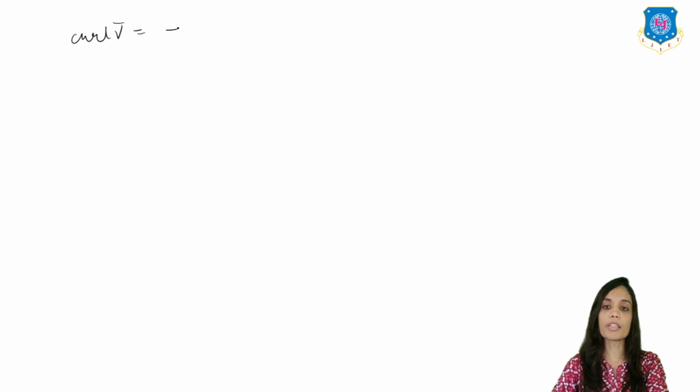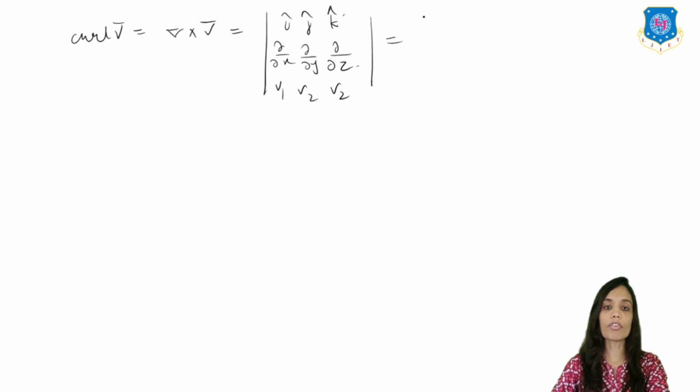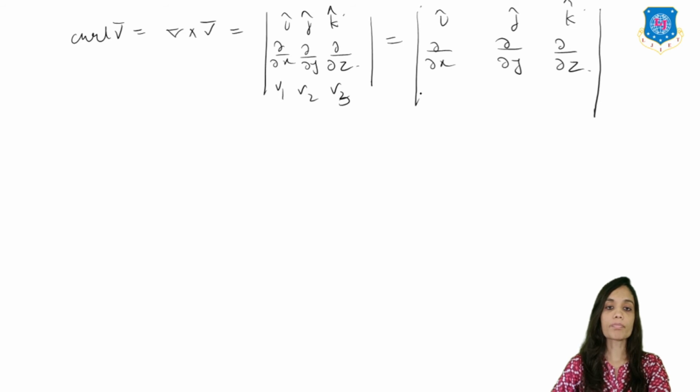So curl of v bar is equal to del cross v bar and the formula is i j k, del by del x, del by del y, del by del z, and v1, v2, v3. Now we know the values of v1, v2, and v3. So let us put that: i, j, k, del by del x, del by del y, del by del z, where v1 is x square yz, v2 is xy square z, and lastly v3 is xyz square. Okay, so now let us find the value of the determinant.